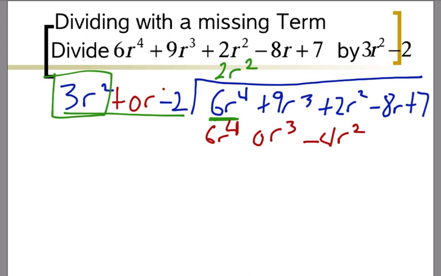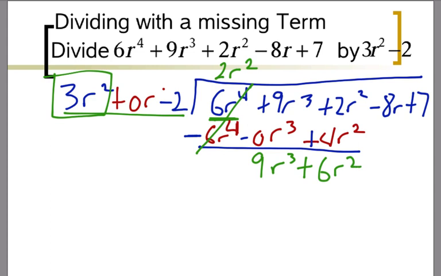And then I change my signs and do the subtraction. So this is going to turn a negative. It doesn't matter what 0 is. Negative, you can make it, and then positive. And so my 6r to the fourths cancel. And then 9 plus 0 is just 9r to the third. And then 2r squared plus 4r squared should give me 6r squared. And then you should bring down your negative 8r.